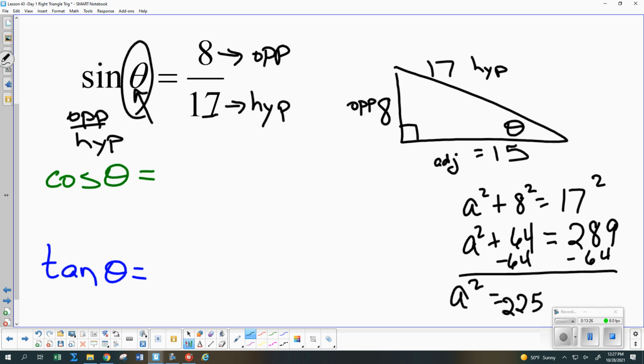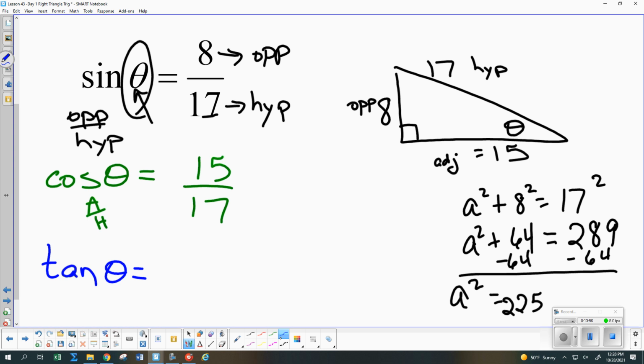Now my triangle's labeled. Cosine, SOHCAHTOA, what over what? So can you look at the triangle, see where we put our theta, and tell me what number is adjacent and what number is on the hypotenuse? Thumbs up, thumbs down. What do others think? Did we get that right? Adjacent over hypotenuse? McKenna, what did we write down for tangent?